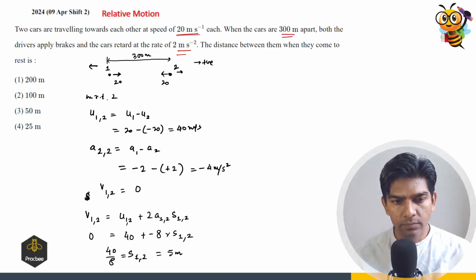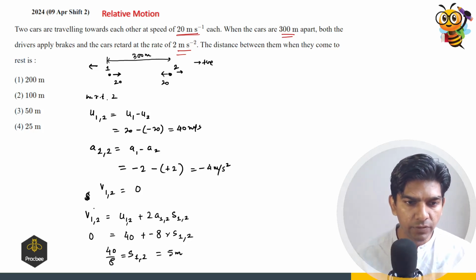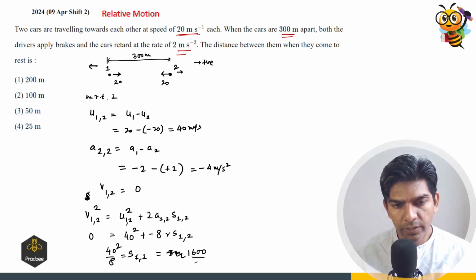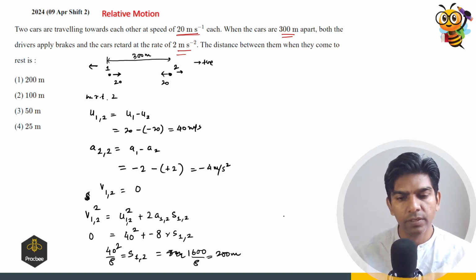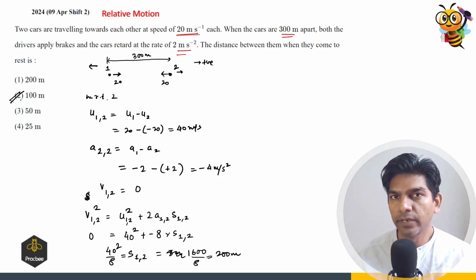Sorry, it should be square. I forgot to take the square. So it will be 40 square. This comes out to be 1600 divided by 8, which will be 200 meters. So it means the displacement of 1 with respect to 2 is 200 and the initial distance between them was 300. So the distance has decreased by 200. Now the distance between them when they come to rest is 100, right? Option 2 is the right answer.